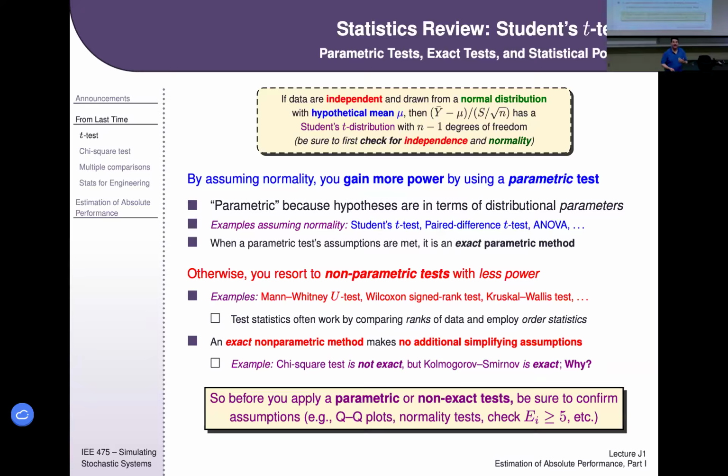There are other tests like the KS test. That is an exact non-parametric test because you make 0 assumptions whatsoever. It works for any data set where you want to do that type of test. And it's relatively high power too, which means it's very sensitive, so it'll detect these differences. So those are terms that I want you to know.